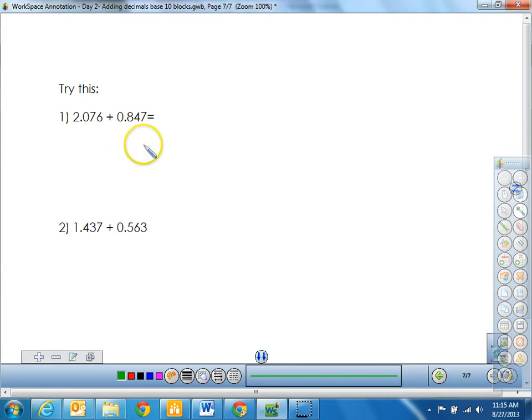So we have 1 slide left. We have 2 questions here. We'll do the first one here quickly together. And again, I'm going to do it vertically because it's a little faster. But if you still need to draw it out or want to draw it out, you certainly can. I need to rewrite this vertically, so I have 2 and 76 thousandths plus 847 thousandths. Remember, we need to line up the decimal points, so I got my decimals right on top of each other. I've got 3 columns going on here. So I'm going to start at the end.